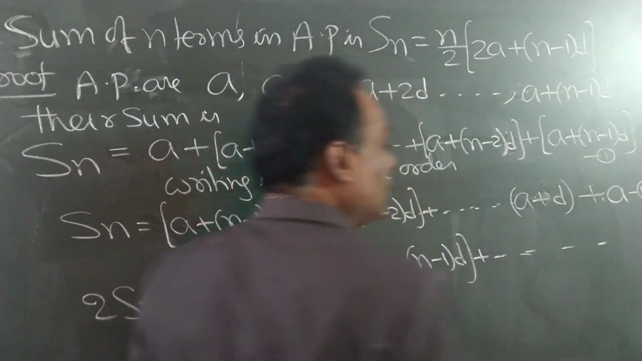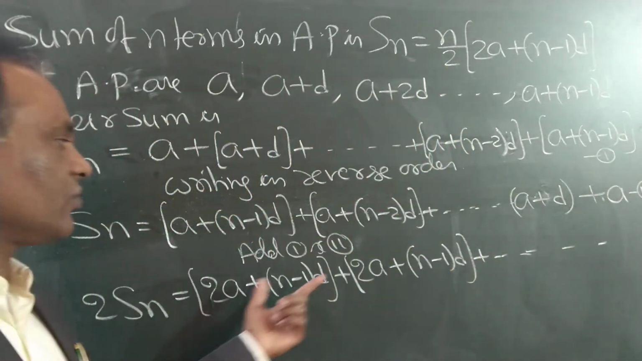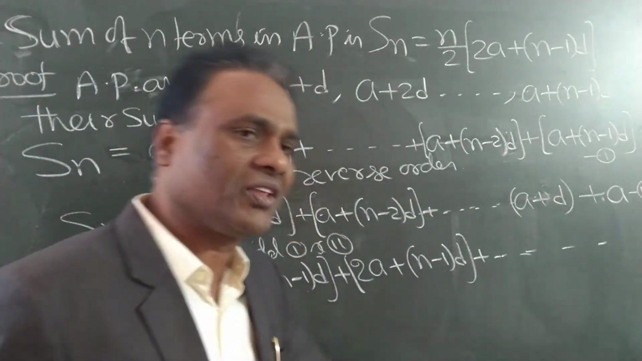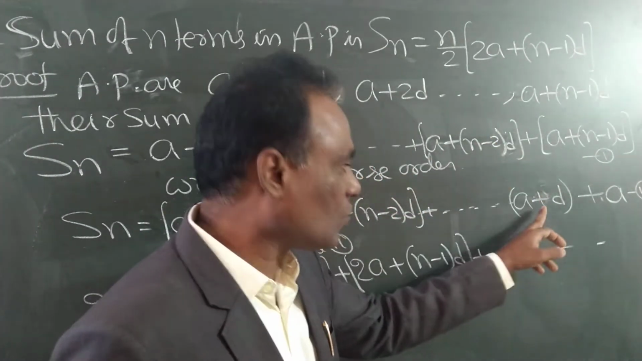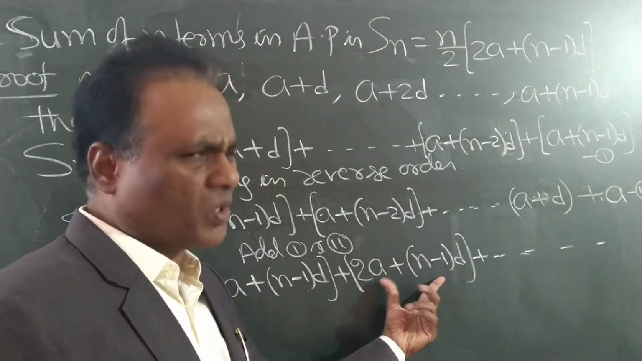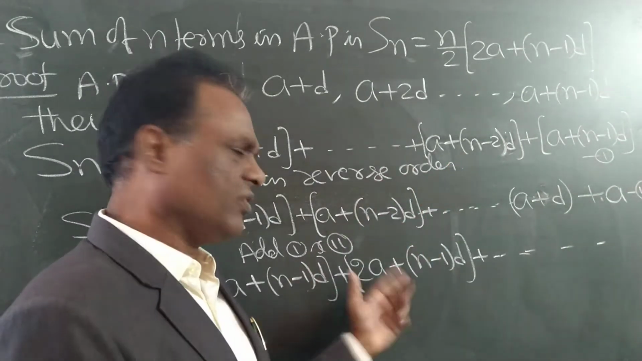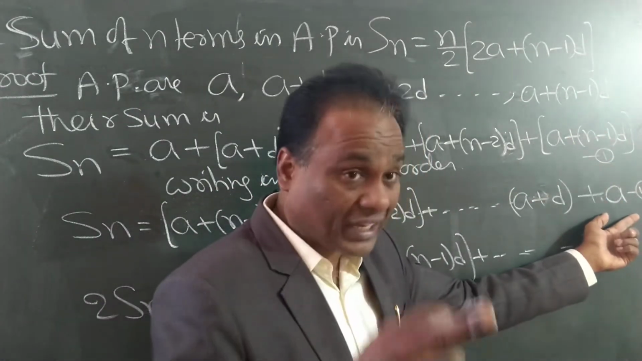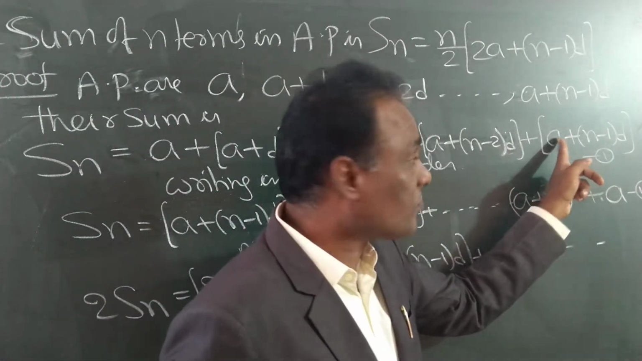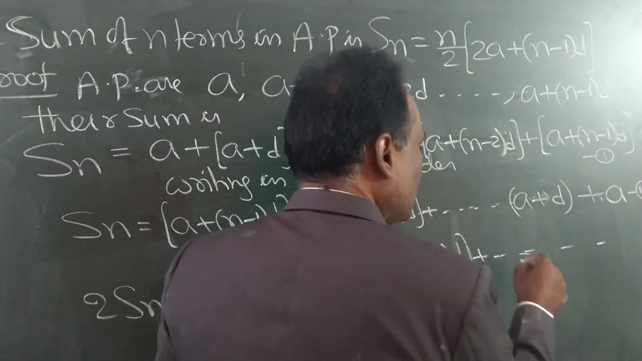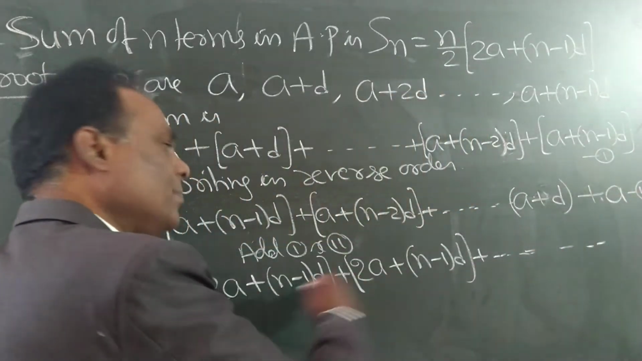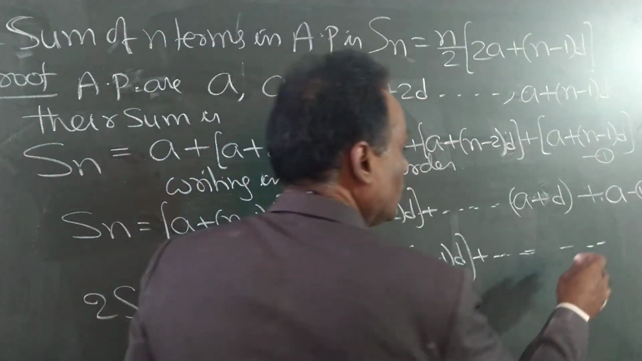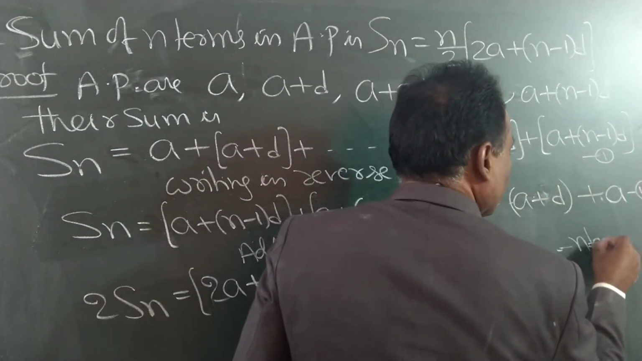Every time it is 2a plus (n minus 1) into d. If you add the third and third, 2a plus (n minus 1) into d. If you add the last two also, you will get the same. No need of simplification, this is enough. That means all terms are the same. How many terms do we have? n terms.